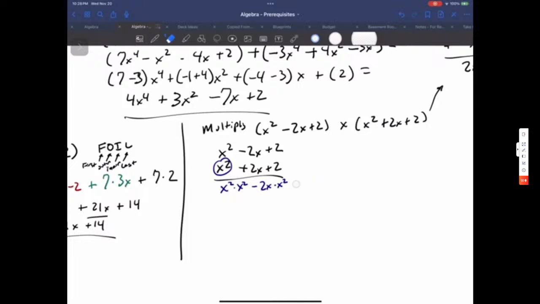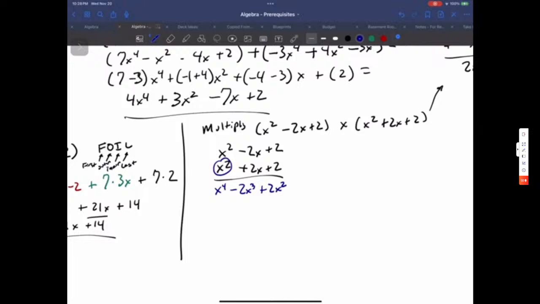That's what we were going to do, but we're going to skip that step and just write it as if we already did it. So we're going to start with the first term, which is x to the 4 minus 2x cubed plus 2x squared.